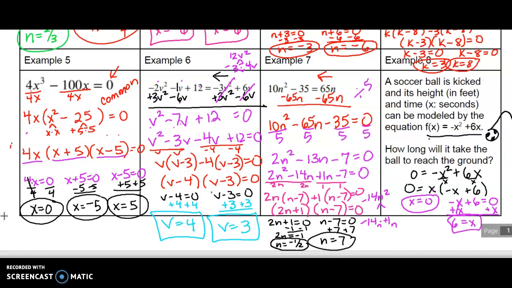And so what that means is that our ball hits the ground at 0 and our ball hits the ground at 6 seconds. And that should make sense. It started on the ground, went up in the air, and then 6 seconds later, it's back on the ground. So 6 seconds. Okay? And that's just one application.